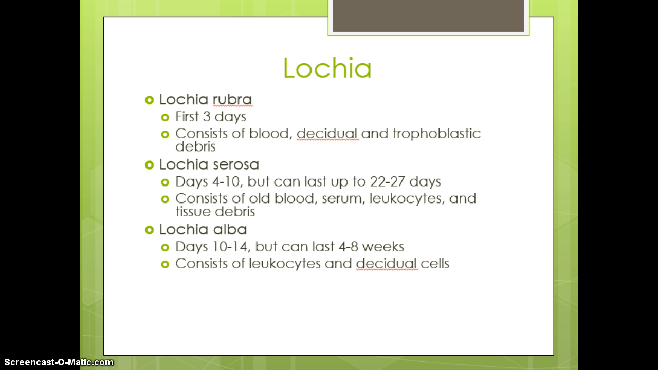So as I said, the rubra is usually the first 3 days. It's consistent with blood, decidual, and trophoblastic debris. The lochia serosa can last up to that 27 days, and the lochia serosa is really old blood, so that's where that kind of brownish, dark red, serous type drainage comes into play, and it's from that, as well as serum, leukocytes, and tissue debris that are all part of that healing placental site. And then the lochia alba is really just kind of a light or maybe very pale pink in color, and that consists of mainly leukocytes.